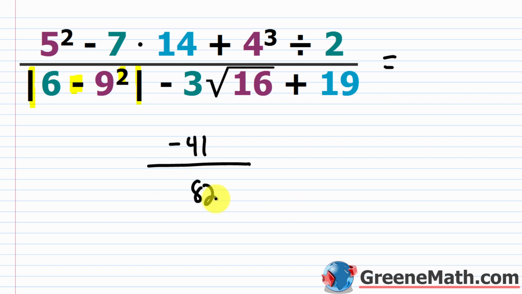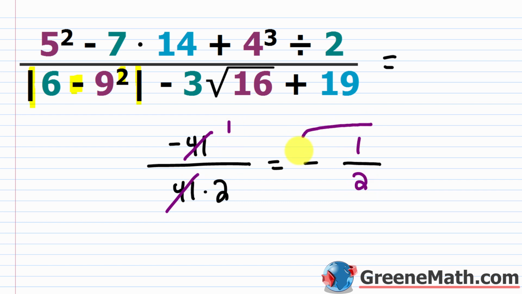Now, if I look at this, I have negative 41 over 82. I know it's negative, right? Negative over positive is negative. What do I think about this? I know that 82 can be factored into 41 times 2. So what I can do is cancel this with this. This will be a 1 up here. And basically I have negative 1/2 as my final answer.